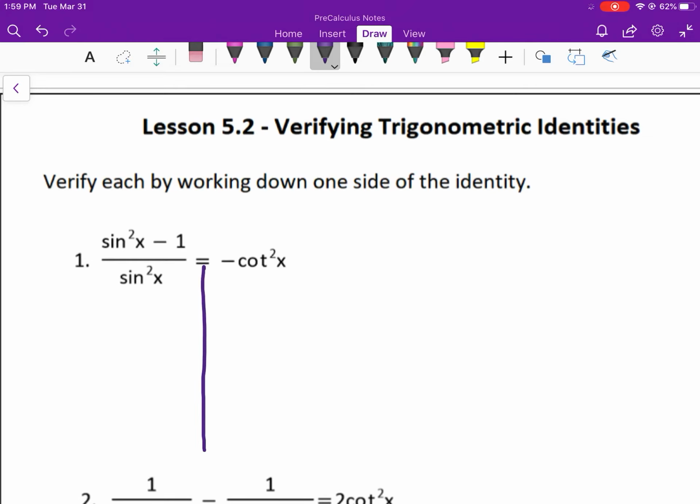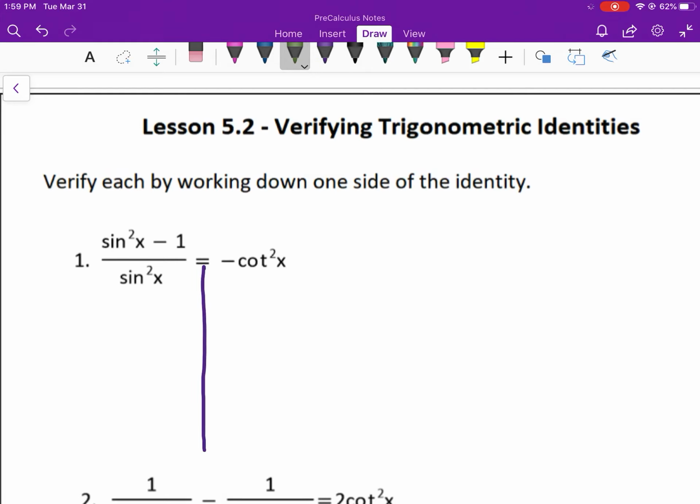There might be some identities where we want to start on the right side and show that it equals the left side. One of the guidelines that you want to watch is that typically you start on the side that looks the most complicated. And so to me, on number 1, the left side looks the most complicated.